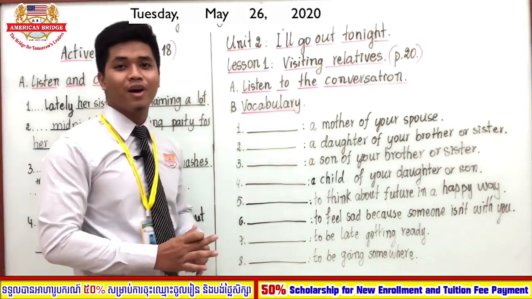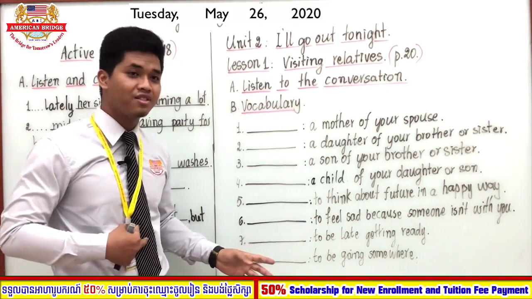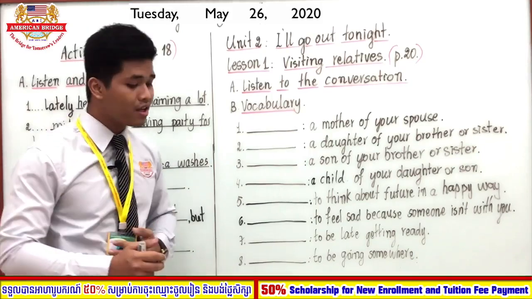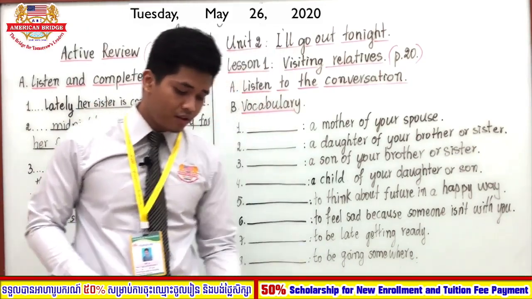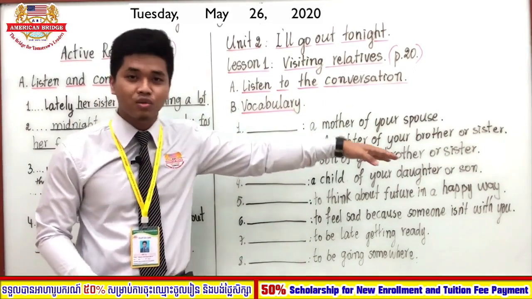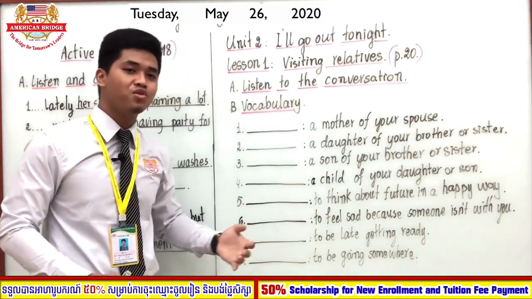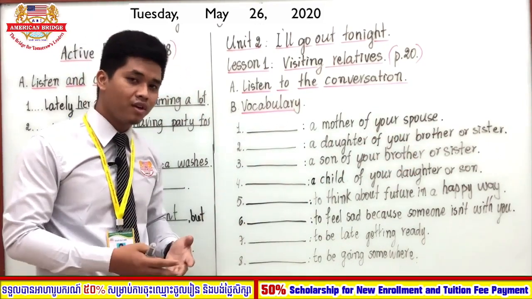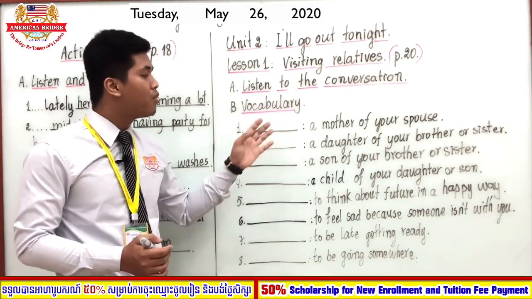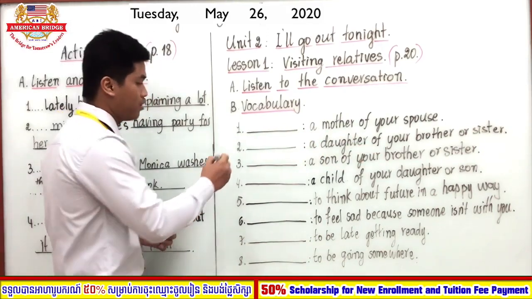Alright everyone, welcome back. I hope now you have an answer key for these 8 vocabulary words. Now let's check all this vocabulary together. Are you ready? Alright, let's start with the first one. The definition is: the mother of your spouse. So you need to understand what the word spouse means. Spouse means your husband or your wife. So when you are married, the mother of your spouse you call mother-in-law. Very good.